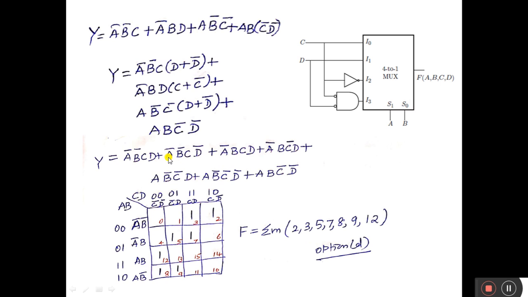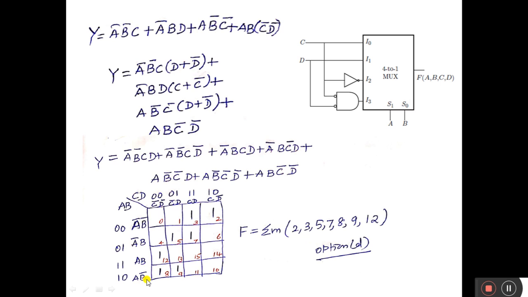Next one, A bar B bar C D bar. So A bar, B bar is here, C, D bar is here. So I put 1 here. Next one, A bar, B, C, D. So I put 1 here. And A bar, B, C bar, D. I put 1 here.